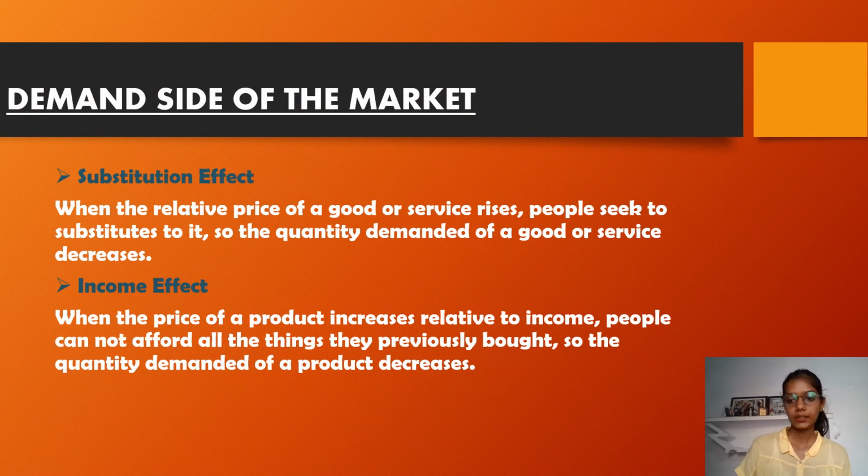There are two methods on the demand side. First is the substitution effect. In this method, when the prices rise, people seek other products because the first one is a very high cost product. They can't afford that product, and the demand for that product goes down.